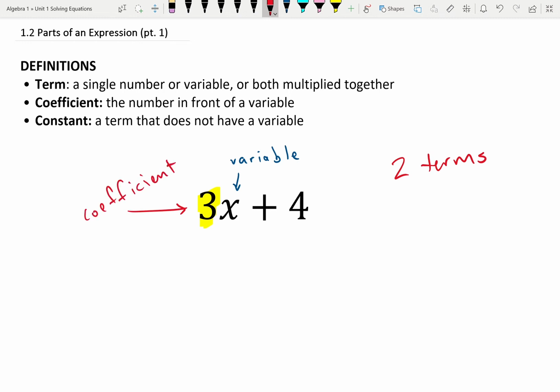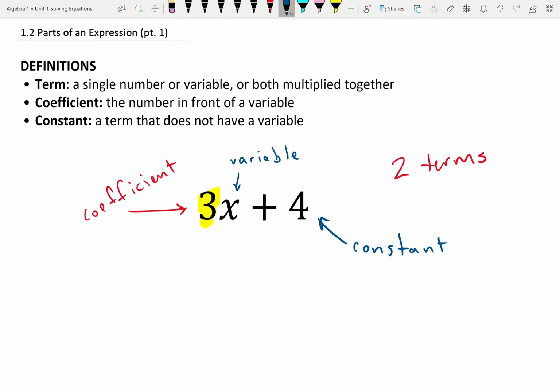All right, and then we have a constant. A constant is a term that does not have a variable. So notice how I didn't write that 4 was a coefficient because there's no variable there. Since there's no variable, that tells us that it's going to be a constant. If you think about the word constant, meaning it's something that doesn't change, then that is going to be a constant. Variable is something that can change. Well, if it doesn't have a variable, it has to be constant. So this term will always be 4, no matter what, because there's no variable to change it.